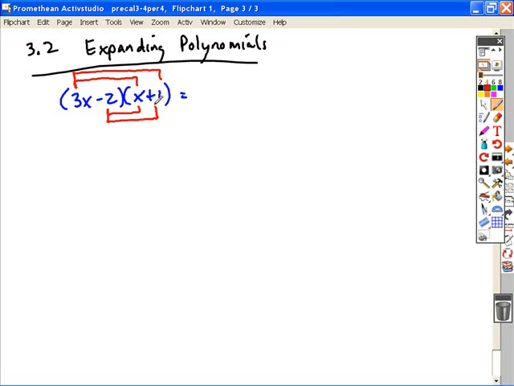What's the acronym for that process? FOIL, because you're using the first terms, then the outer terms, then the inner terms, and then the last terms. So what we're going to do at first is just the FOIL method, which is just the distributive property. And so if you apply that method, 3x times x is a 3x squared. Your outers, 3x times 1, is 3x.